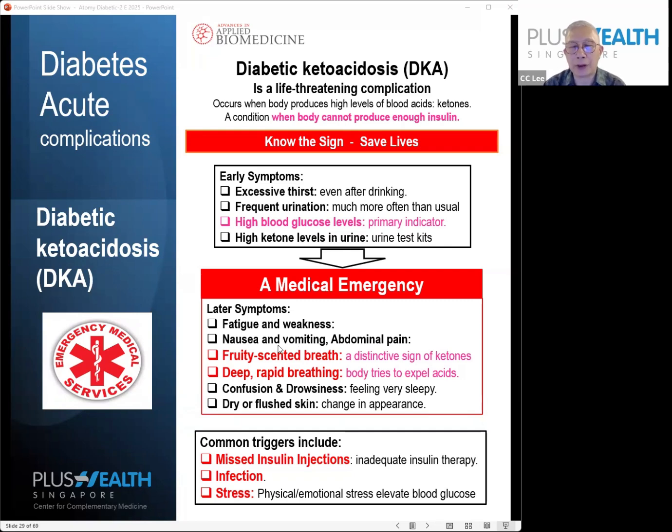So for a diabetic patient, if you are having fruity-scented breath and you're suffering from deep rapid breathing, please call 911. This is a medical emergency, you need treatment.